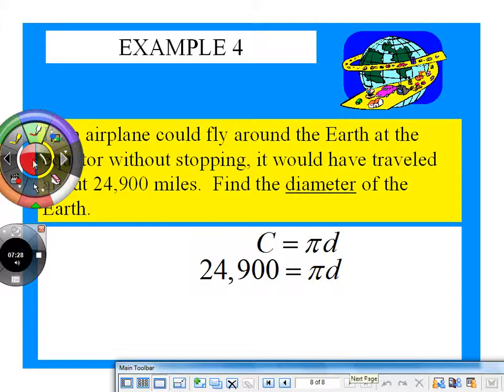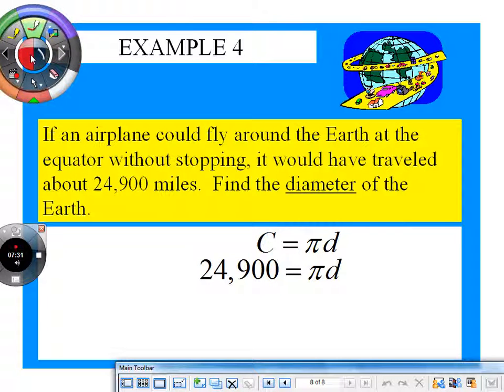Last example. If you had an airplane and you were able to fly around the Earth, around the equator without stopping, you would have traveled 24,900 miles. Find the diameter of the Earth. Well, what we could do is we could use the circumference of a circle, because we're just kind of slicing the middle of the Earth there. So circumference equals pi times the diameter, and they give us the circumference. So it's 24,900, and we just have to solve for the diameter.